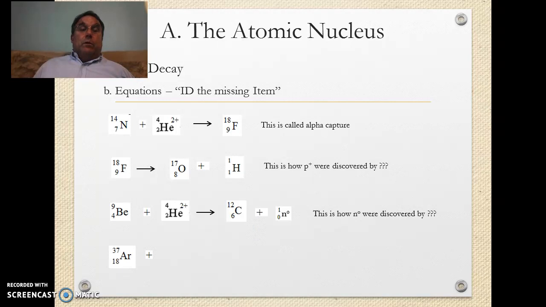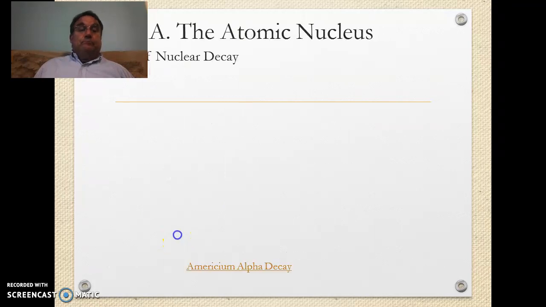Another possible equation, I might give you argon being bombarded with beta particles. And then ask you what it might transform into. So you would have to say 18 plus -1 is, and 37 plus 0 is, and then you can predict that we're transmuting argon into chlorine. This is called beta capture, okay, which is kind of the inverse of beta decay.